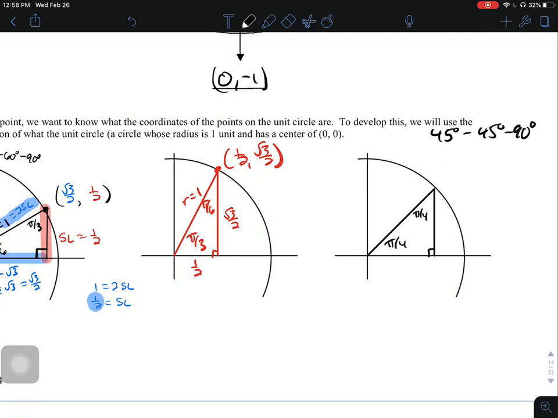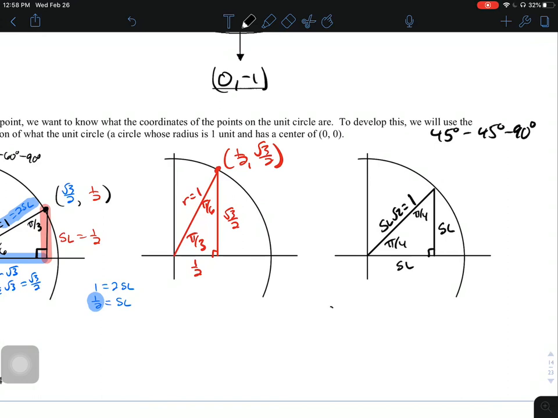And a 45, 45, 90, well, yeah, I'll do that. Let's say the short legs are both the same, and the hypotenuse is the short leg times the square root of 2. This is a unit circle. In a unit circle, the radius has to be 1.